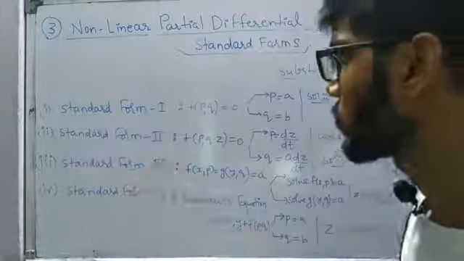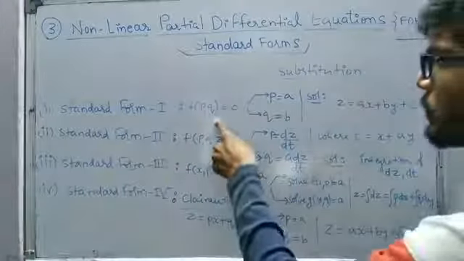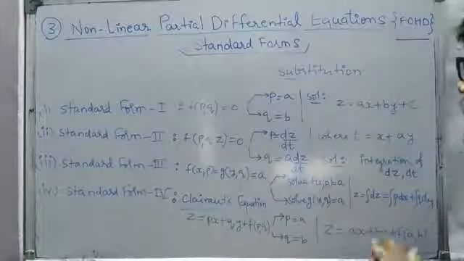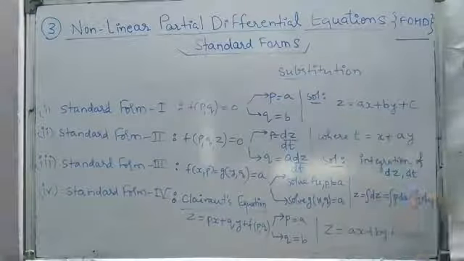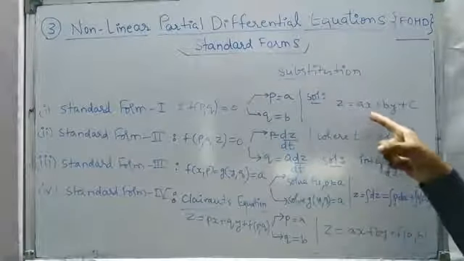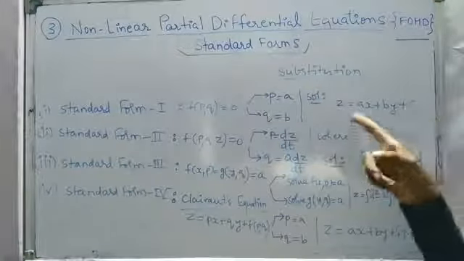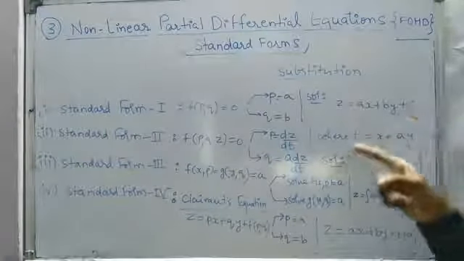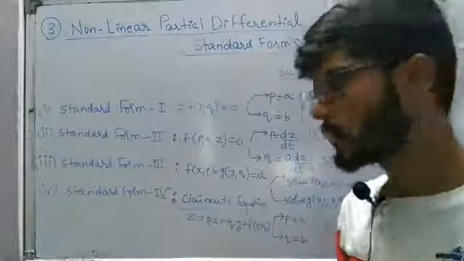So standard form number 1 is function of p comma q is equal to 0. So the substitution will be p is equal to a and q is equal to b, and the solution we are going to write as z is equal to ax plus by plus c. As you are going to see, there are three arbitrary constants here, but with the help of the problem given, you will have to convert the general solution only in the form of two arbitrary constants.